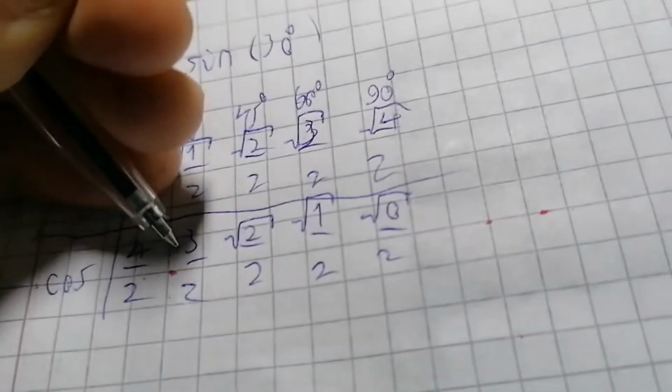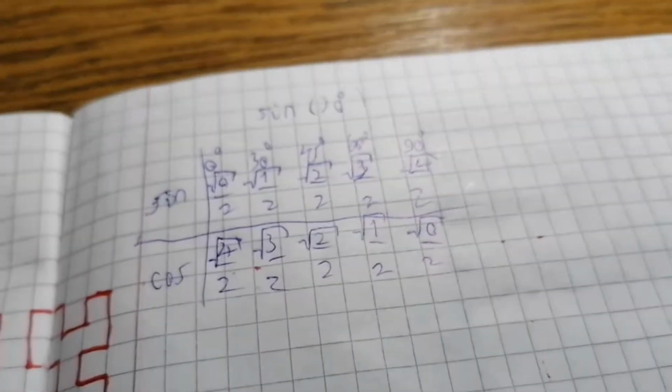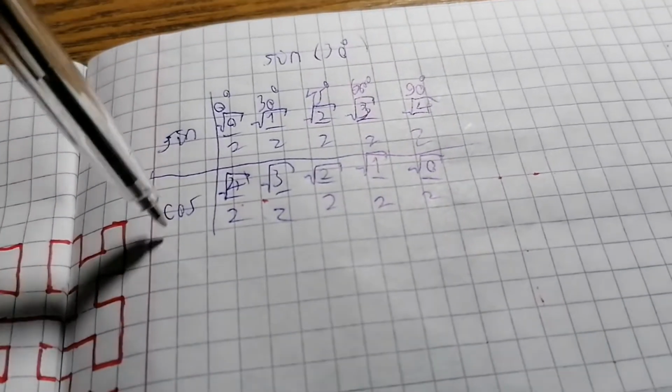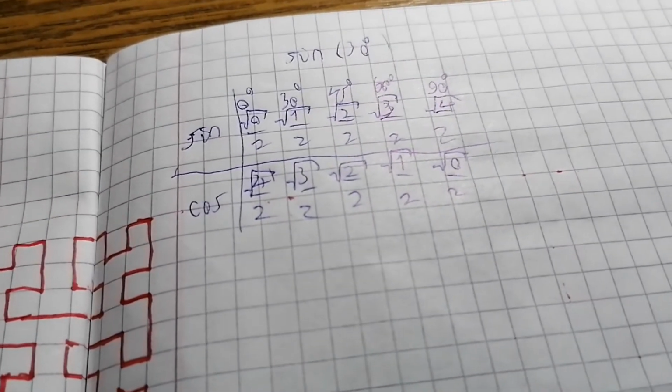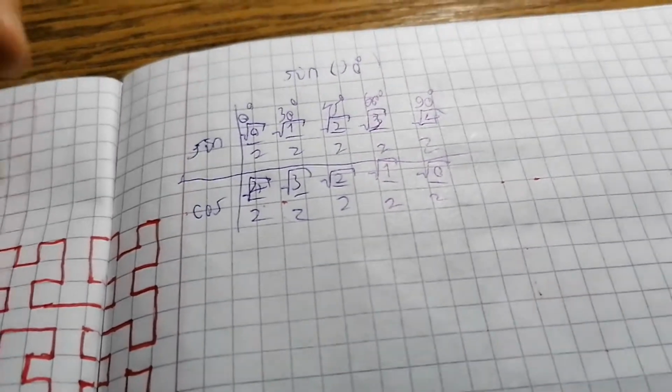And if you want to know the tangent, that's the sine over the cosine, and the cotangent is the reverse, the cosine over the sine, and that's the same thing as saying that the cotangent is 1 over the tangent.